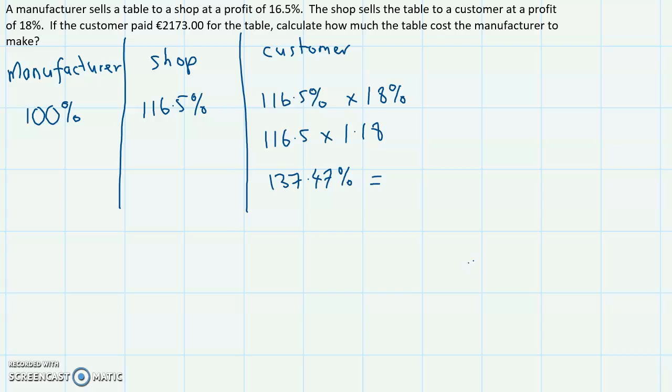And in the question, it tells you what the customer actually paid. They paid an amount of 2,173. Okay, so you know what 137.47% is equal to. So what you want to do is find out what it costs the manufacturer to make this table. So you want to find out, first of all, what 1% is.